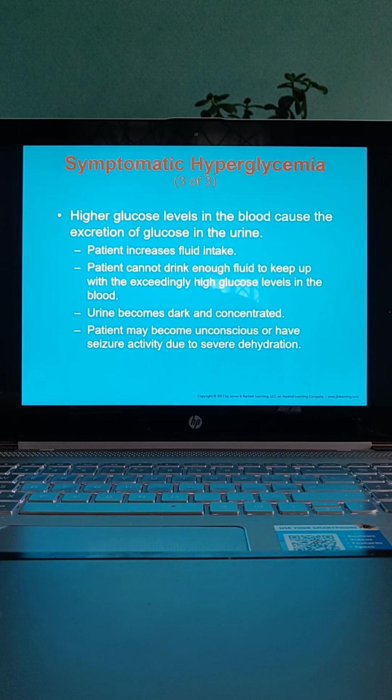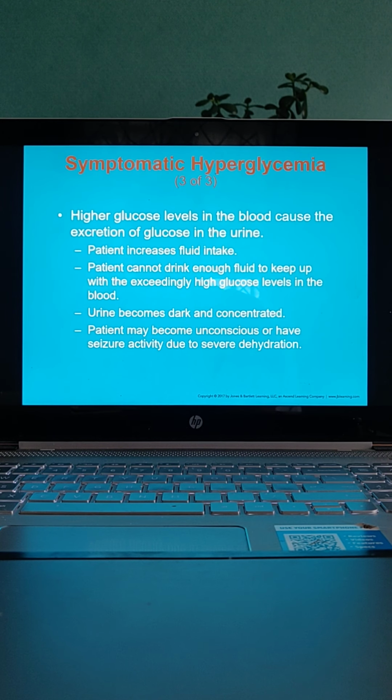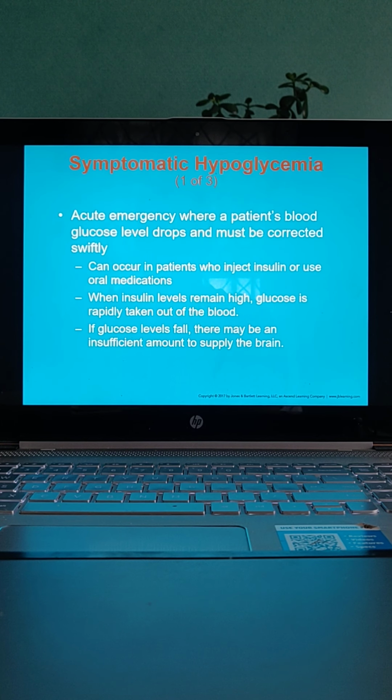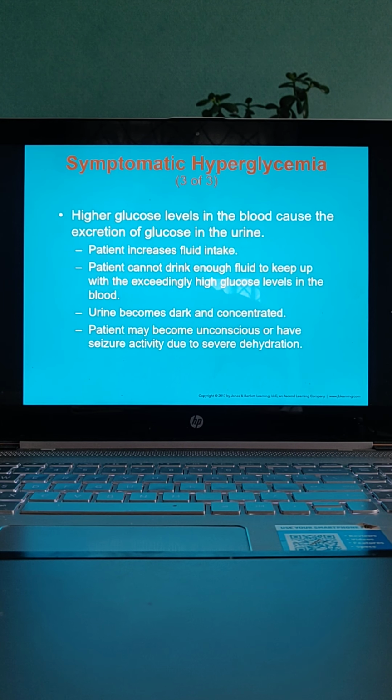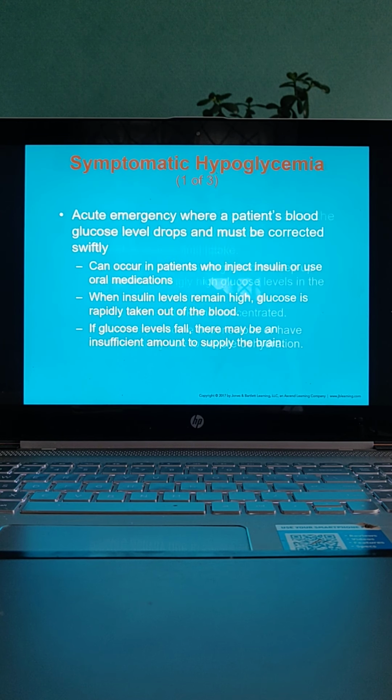In this case, symptomatic hyperglycemia, which is what we're talking about, is when glucose levels are higher than they should be. So that is symptomatic hyperglycemia, high blood sugar.